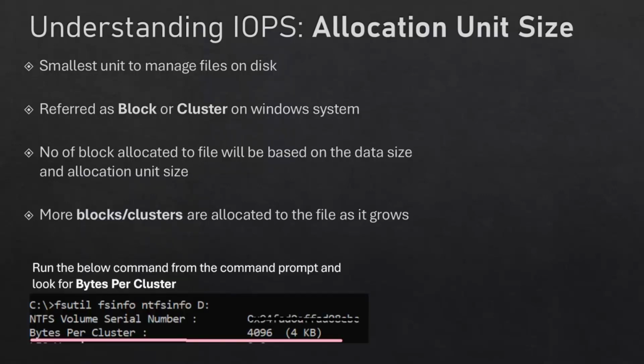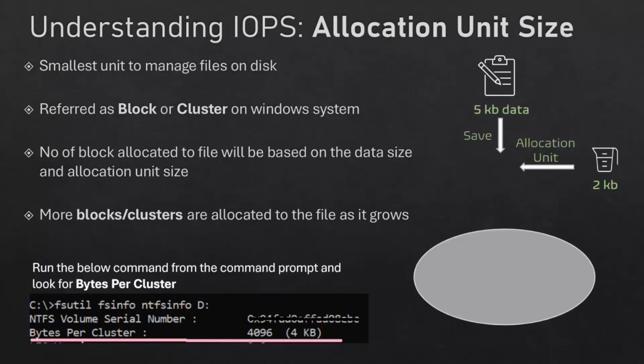Now you can check the cluster size of your disk by using the command fsutil fsinfo ntfsinfo and the drive you want to look at. It will give you the value under bytes per cluster. In this case, it is 4 KB. The allocation unit size is 4 KB. Let's try to understand how. Let's say I have 5 KB of data that I need to write to a disk, and my allocation unit is 2 KB. It will perform 3 operations, and it will create blocks of 2 KB. Since the allocation unit is 2 KB, it will create 3 blocks of 2 KB, and my data will be stored in these 3 operations. So this is the allocation unit.